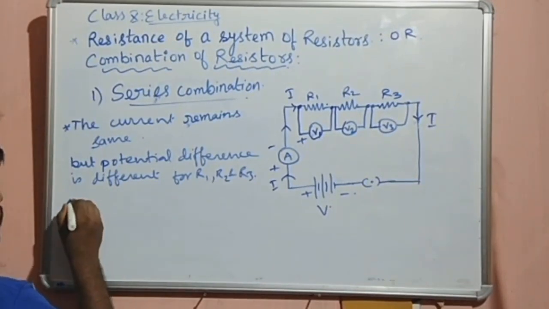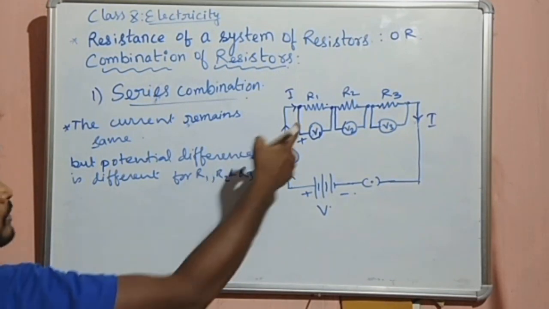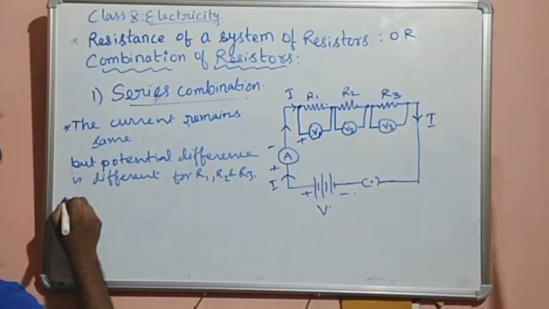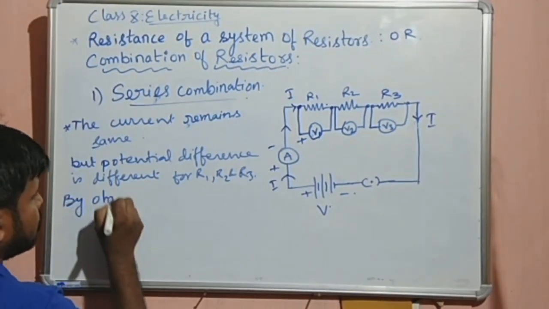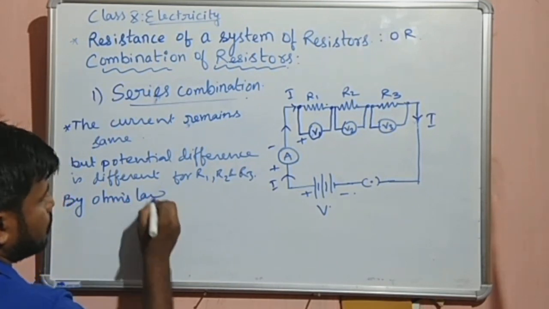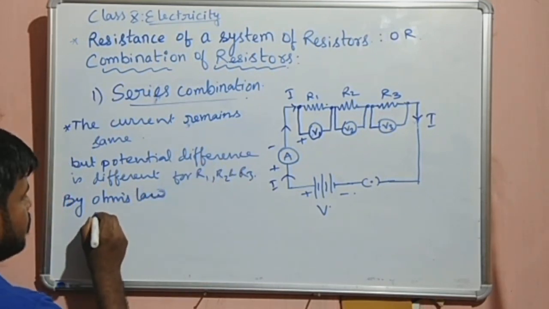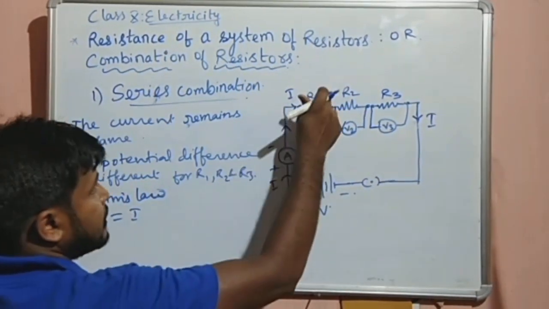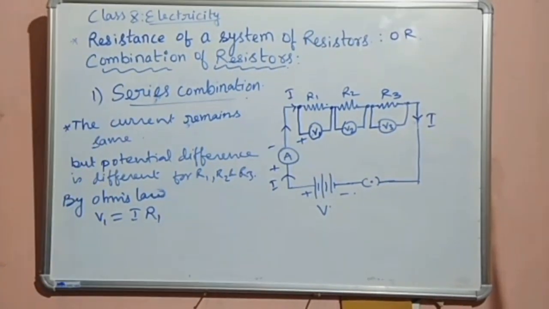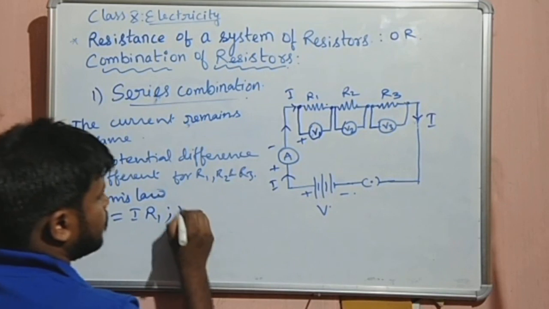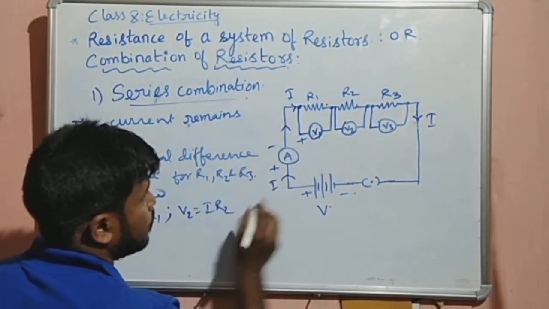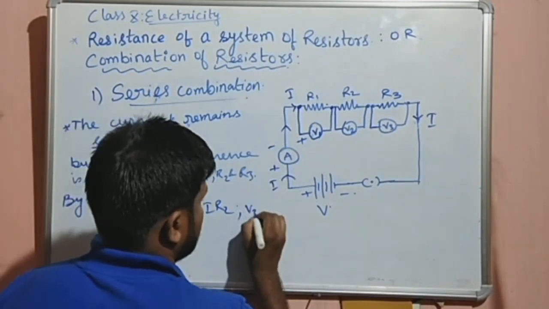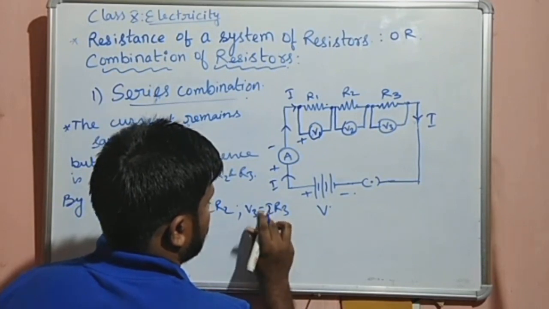First of all, apply Ohm's law here. The voltmeter will give a potential difference across R1, which is applied by Ohm's law. V1 will be how much? The same current I is flowing, but the resistance is R1. So V1 is equal to I R1. Similarly, V2 is equal to I R2 across R2, and V3 is equal to I R3.